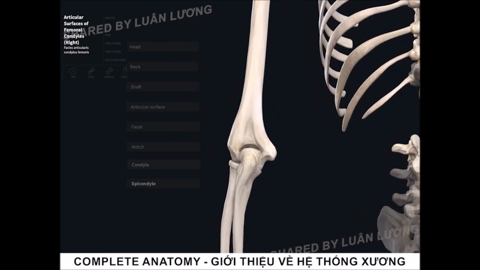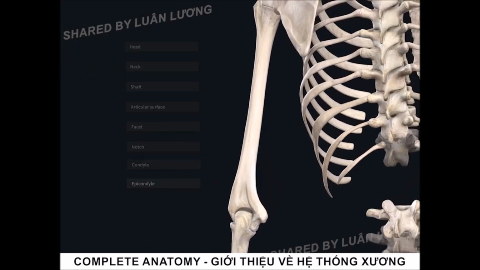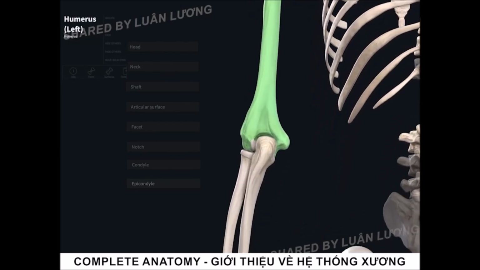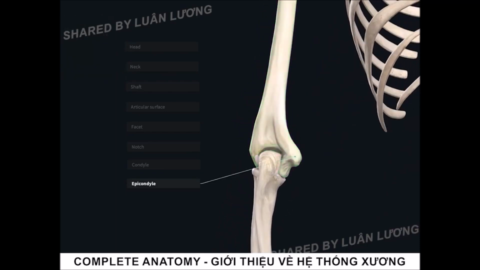Now, some of these bones, like the humerus, are also going to have a very definite or pronounced projection known as an epicondyle, which means on top of the condyle. So again, the humerus is going to have a head at one end, a shaft, and then it's going to have condyloid type projections, which would have an epicondyle sitting on top of them.